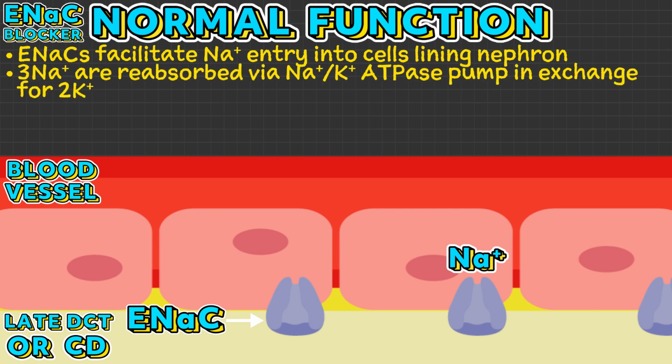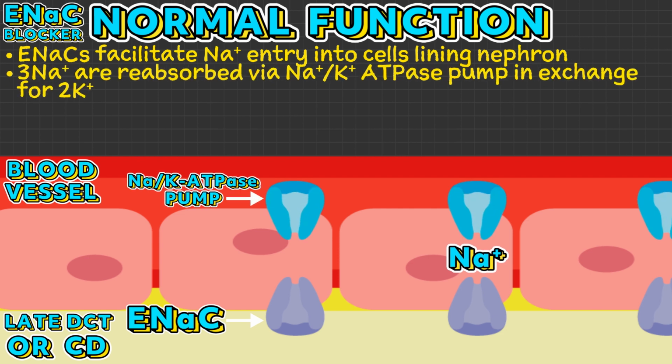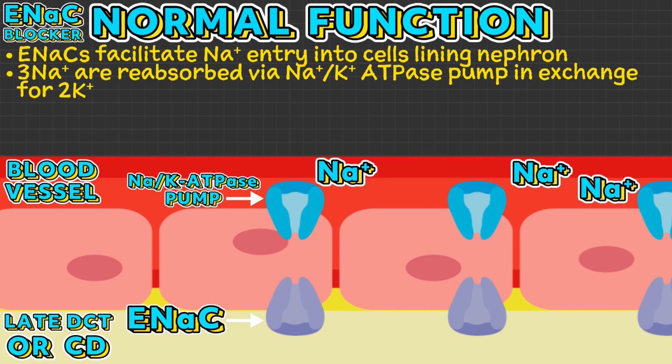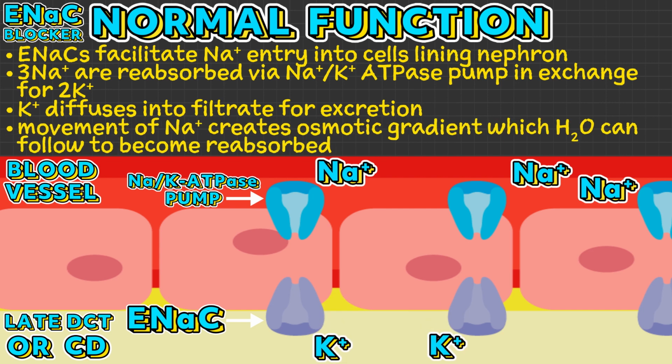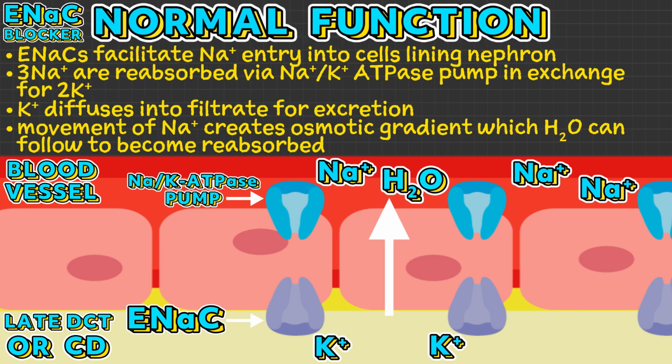From here, 3 sodium ions are reabsorbed into the blood by a sodium-potassium ATPase pump in exchange for 2 potassium ions. The potassium then diffuses into the filtrate for excretion, and the movement of sodium creates an osmotic gradient, which water can follow to become reabsorbed.